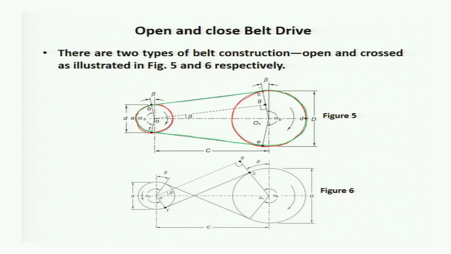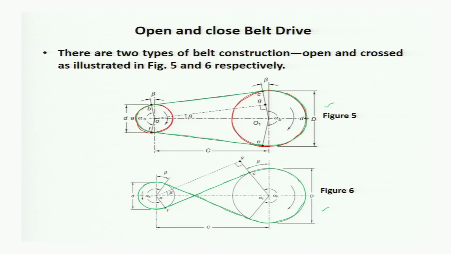Okay. So if this type of thing is there, then it is called the open type belt drive. Now in this case, you see the belt is crossed. Just see the green colored, which is the belt. Now it is moving in this way, and then it is wrapped on the driven pulley. Then again it is crossing, moving like this. So if this type of arrangement is there, then it is called the closed belt drive.